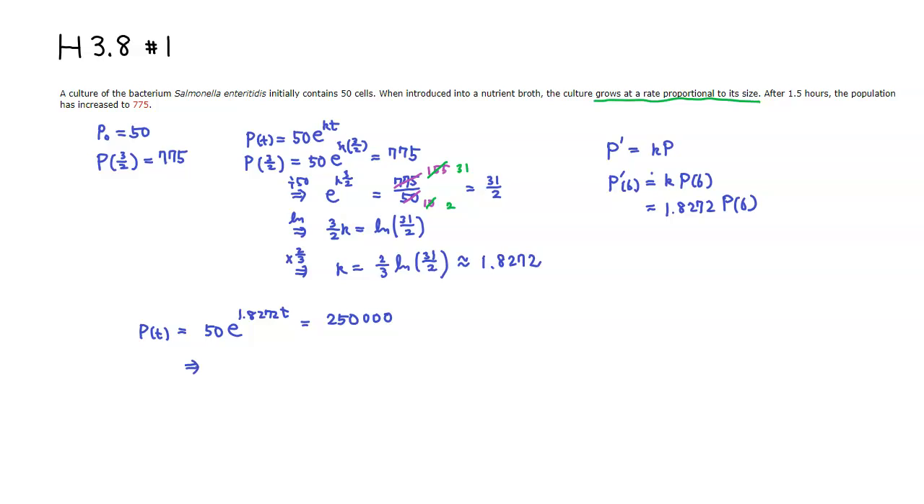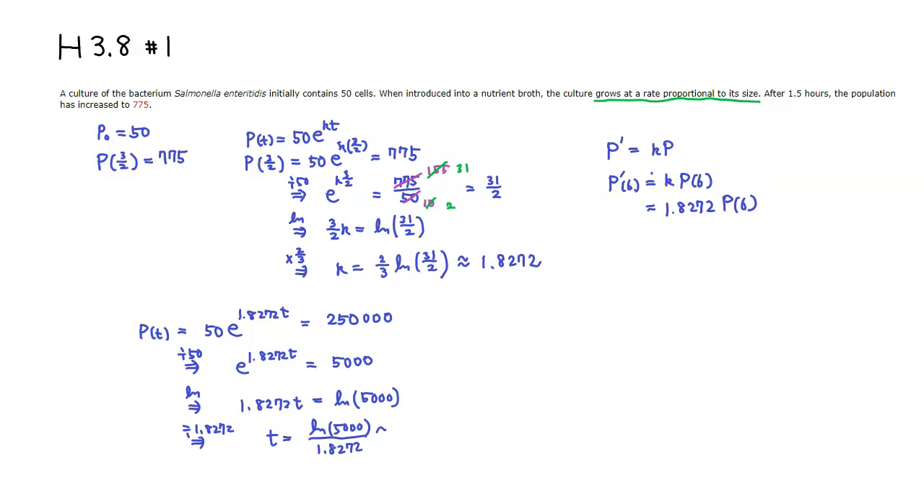First step, I'm going to eliminate 50, so divide through by 50. So you have e to the 1.8272t is equal to 250,000 divided by 50, which is 5,000. Then we need to bring the t down, so we take the natural log. That gets you 1.8272t equals the natural log of 5,000. Then all we have to do is divide through by 1.8272 to get the t value. So t is the natural log of 5,000 divided by 1.8272.